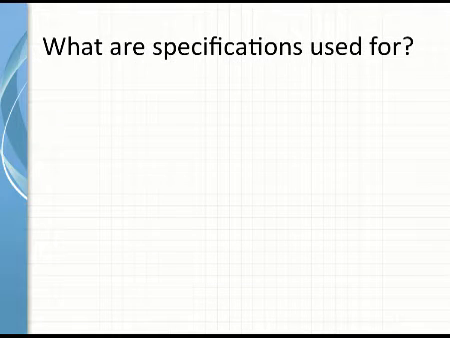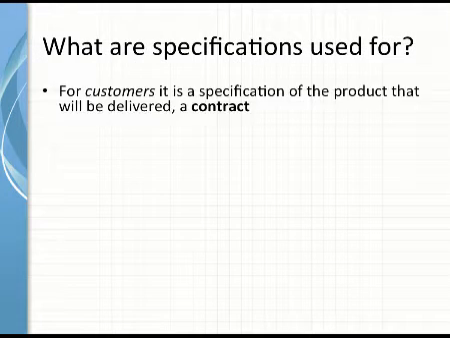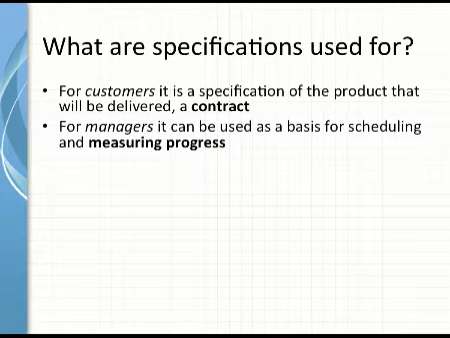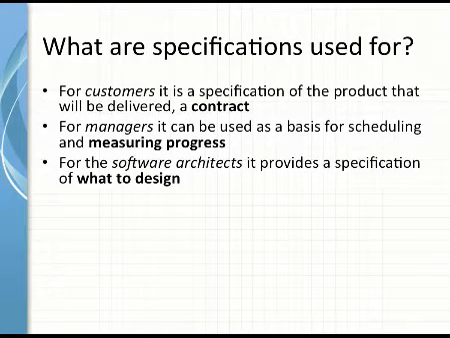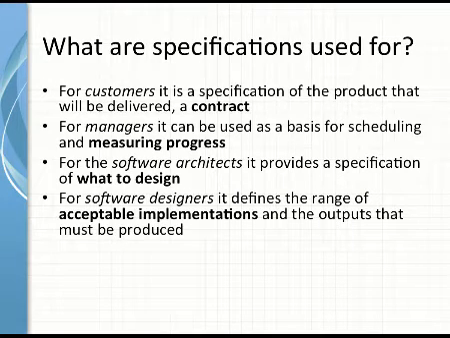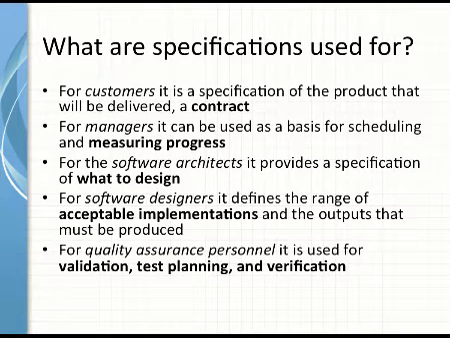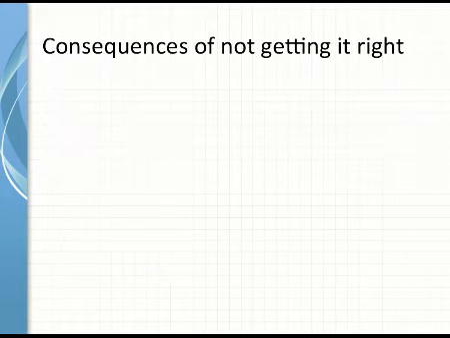Requirement specifications are used for different purposes by different stakeholders. For customers, the specification will be considered to form the technical part of the contract. For managers of a development project, requirements are typically numbered, and these are used to measure progress during development. For software architects, the specifications describe what to design. For software designers realizing the system, the specification defines the range of acceptable implementations that can be chosen. Finally, for quality assurance, it's used for validation and verification, for example, planning tests.